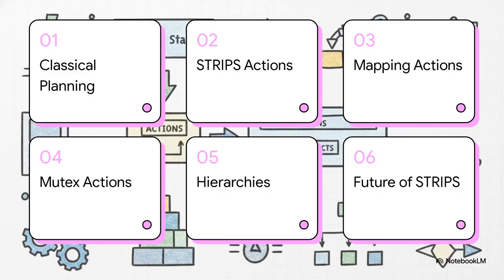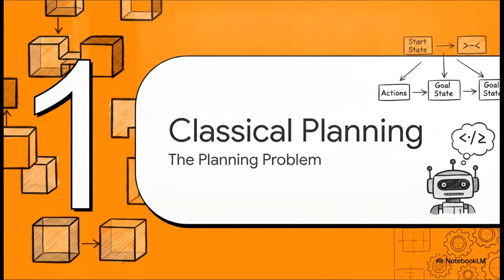Here is our roadmap for today. We'll be looking at 1. Classical planning, 2. STRIPS actions, 3. Mapping actions, 4. Mutex actions, 5. Hierarchies, and finally, 6. The future of STRIPS. Let's jump right in. Let's start right at the foundation, setting the rules of the world our AI operates in.